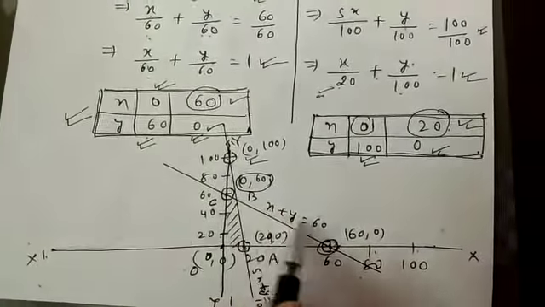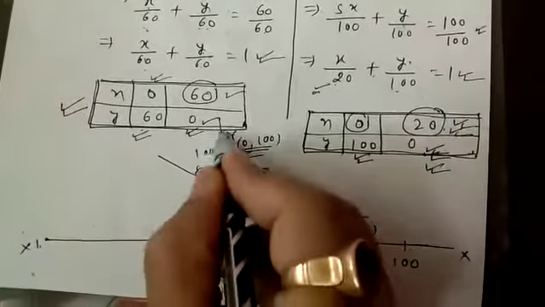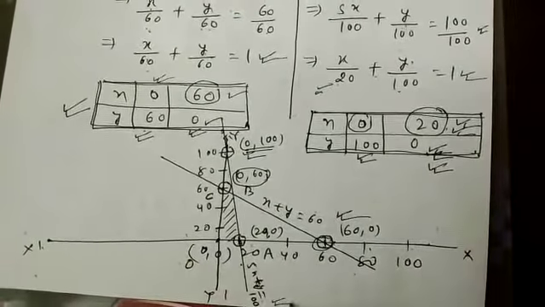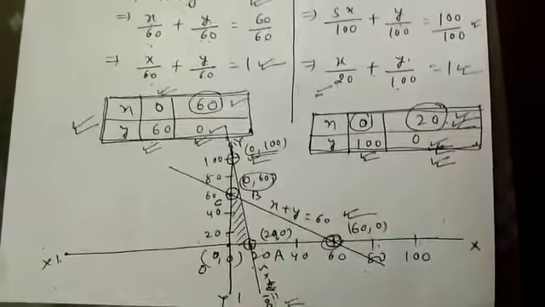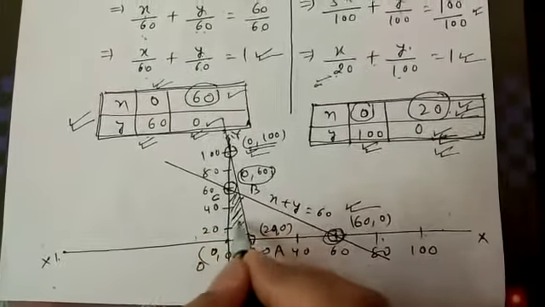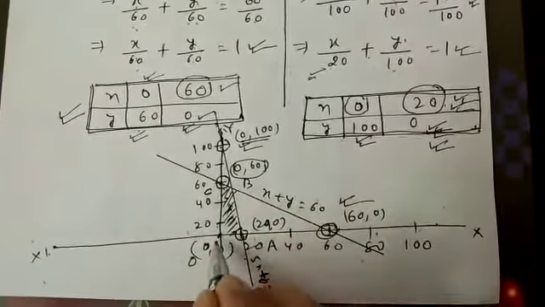And when we take the second equation, point x 0 and y 100, and x 20 and y 0. Again joining these points, this is a straight line of the equation 5x plus y equal to 100. So this is the common region. This point is O, this is A, this is B, and this is C. These are the 4 points.